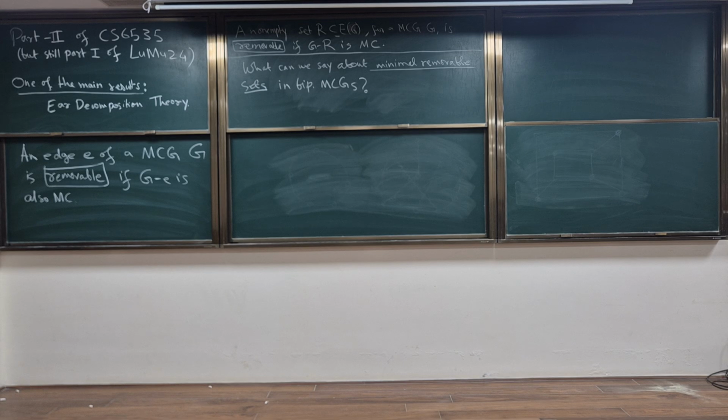Yeah, note that the definition of removable in the case of a set of edges is that it's non-empty. Right? So suppose you have a minimal removable set of cardinality 2, and you get some contradiction. You remove the two edges, you have a bipartite matching covered graph.